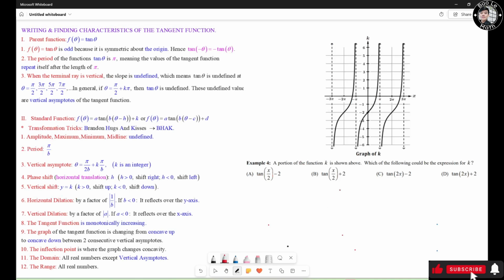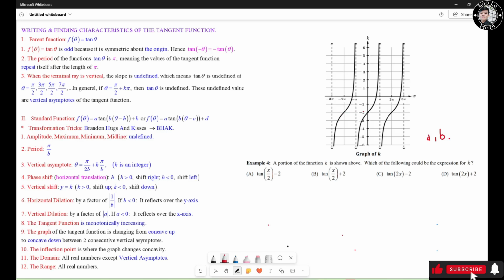Now let's move on to example number 4. A portion of the function k is shown above. Which of the following could be the expression for the function k? Alright, so in this situation, we only need to solve for D and B, because we have no C and no A.